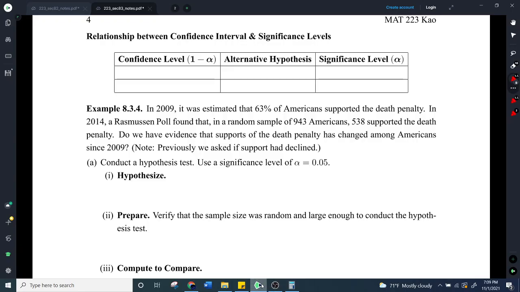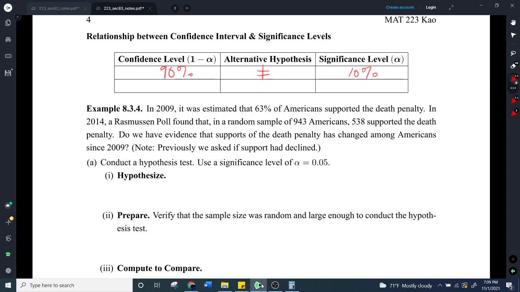All right, let's fill in this chart talking about the relationship between the confidence level and the significance level for a hypothesis test. If we have a confidence level, so talking about confidence intervals, of 90% and we have an alternative hypothesis that is two-sided, then that corresponds to a significance level of 10%.